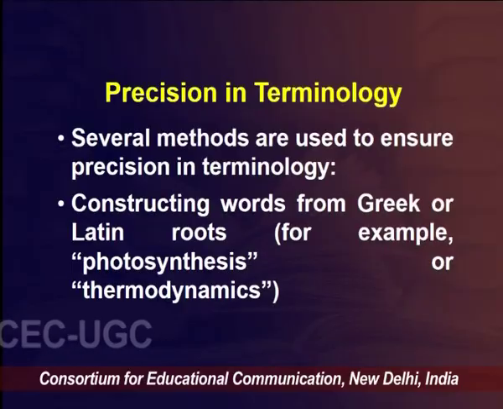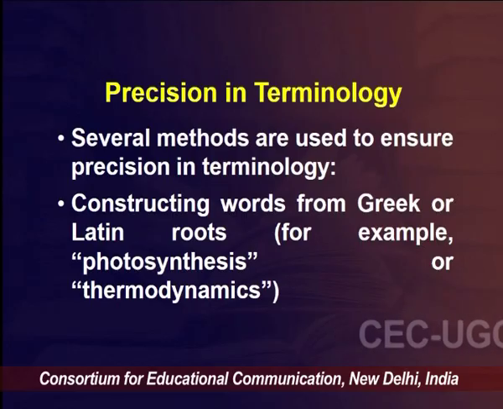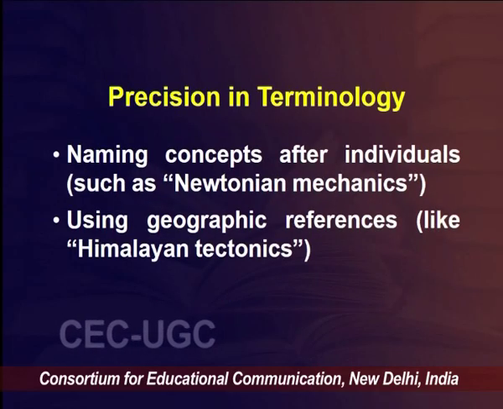So, that basically says that there has to be precision in terminology. Scientific concepts often share words with everyday language, which can lead to confusion if their specialized meanings are not properly understood. To avoid this, scientists often create new terms that are deliberately restricted to a specific scientific framework. Several methods are used to ensure precision in terminology. First, constructing words from Greek or Latin roots, for example, photosynthesis or thermodynamics.